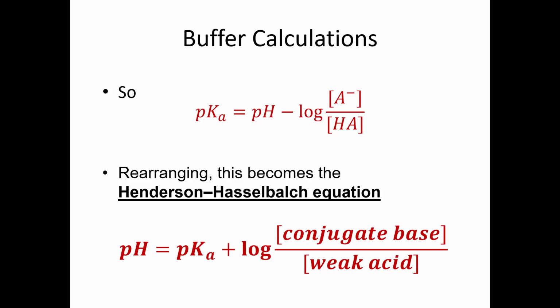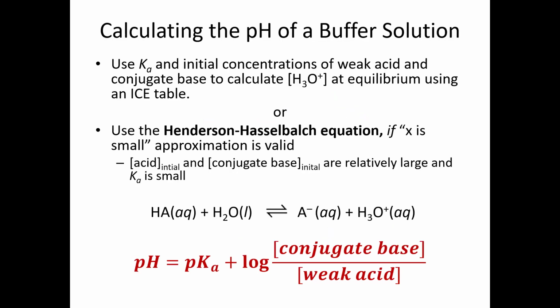So again, this works if we have a buffer that has significant amounts of weak acid and its conjugate base. Ka is small, so this approximation works, and you don't have to do an ICE table. If your Ka is big, or the amounts of your buffer components are not relatively large, then you're going to have to do an ICE table. But for all of the scenarios we're going to talk about, we're only going to use the Henderson-Hasselbalch equation. Okay, so how can you calculate the pH of a buffer? You can either do an ICE table, or you can use the Henderson-Hasselbalch equation.